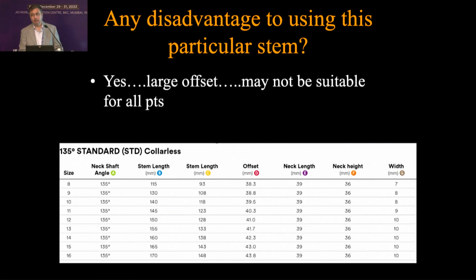So is there any disadvantage to using this kind of fully coated stem in every single patient? Yes, the offset of this stem is considerably large compared to a proximally coated stem. And if you look at the smallest size of a stem, the horizontal offset is 38.3. Compare that to a cemented Exeter standard stem, which is used in an Indian population, 37.5 offset, versus a high offset stem, which has a 44. So you're already building in a high offset. So that's going to be suitable only for a certain group of patients, not randomly for every single patient.